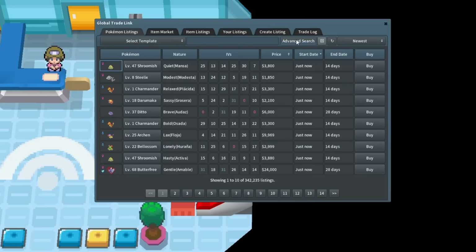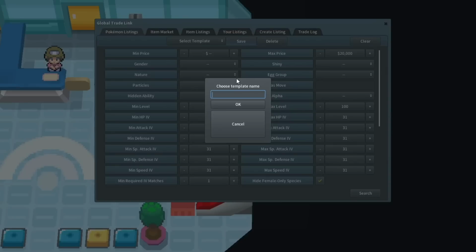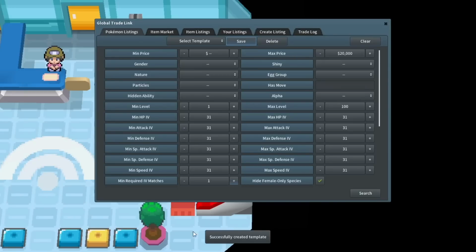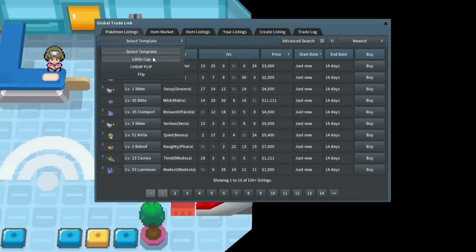Now let's talk about filters. If you come here to advanced search, you can filter some things and the mons will appear to you filtered. So my best advice to you, and this flipping template which you should be using, will be like this. You will filter that only mons with at least 131 IV appear to you. You put max price here at 20k and you will hide female species only. Then you come here to save and then you can call it whatever you want. I'll call it Little Cup. Okay, so template saved, and if you come here you can see that Little Cup is here.